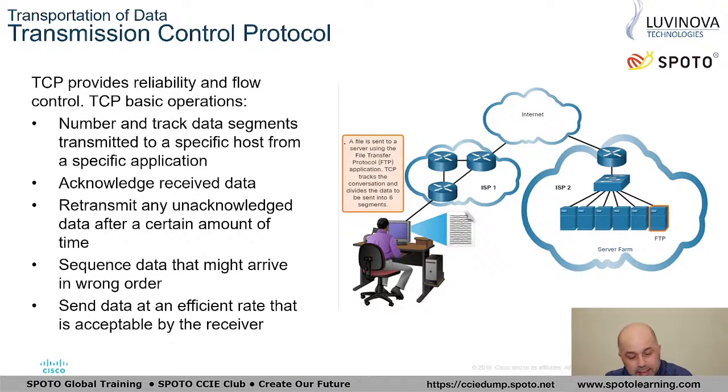So send the data at an efficient rate that's acceptable by a receiver. We talk about full duplex and half duplex. There must be auto-negotiation in order to establish the communication channel.